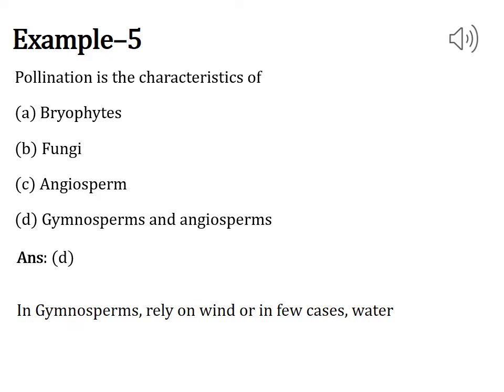When it comes to gymnosperms, pollination takes place in an external way, that is by wind and water. In a few cases, and as usual in angiosperms, pollination occurs. So the answer is gymnosperms and angiosperms: pollination is one of the characteristic features of gymnosperms and angiosperms.